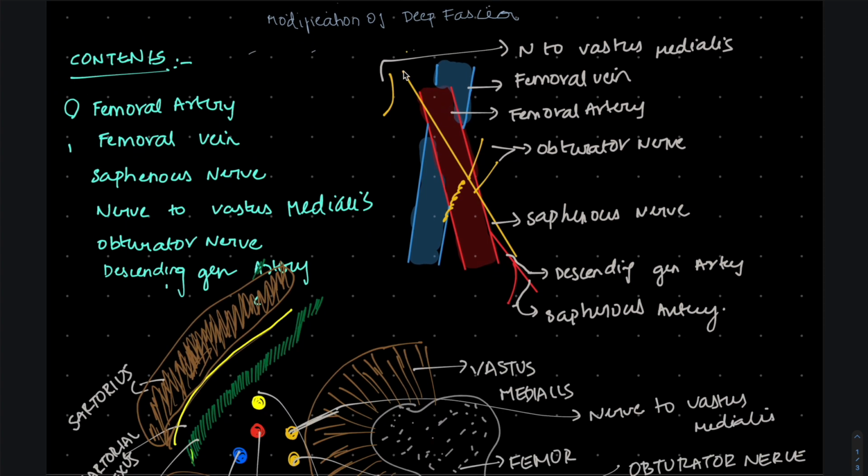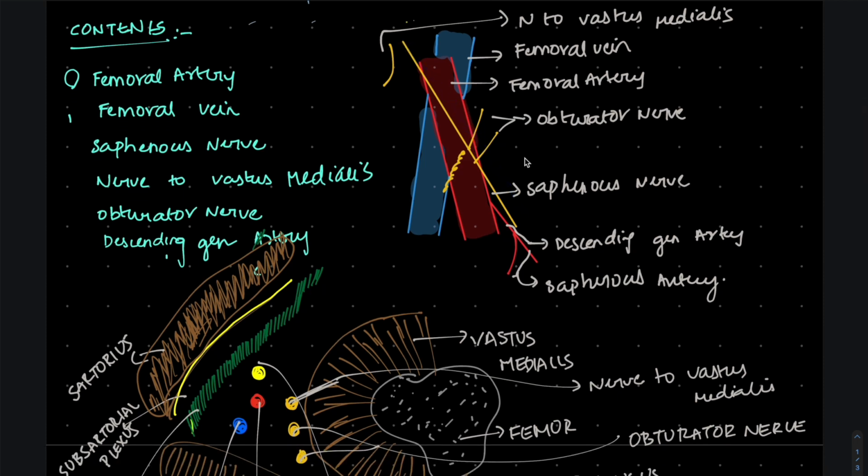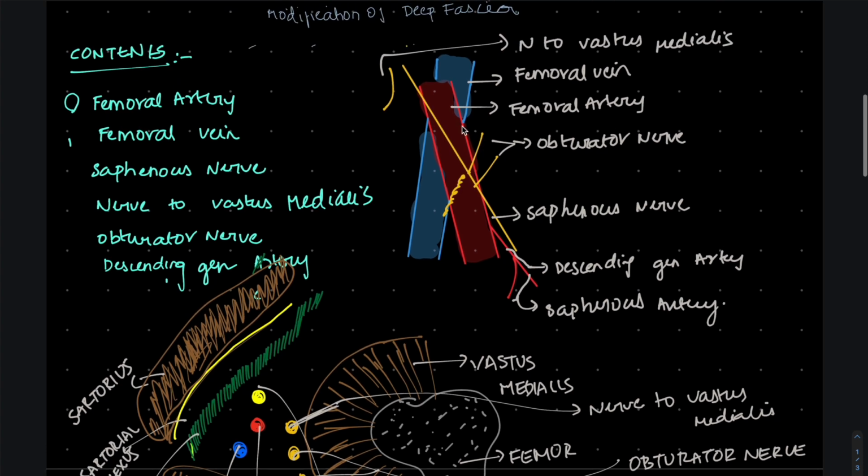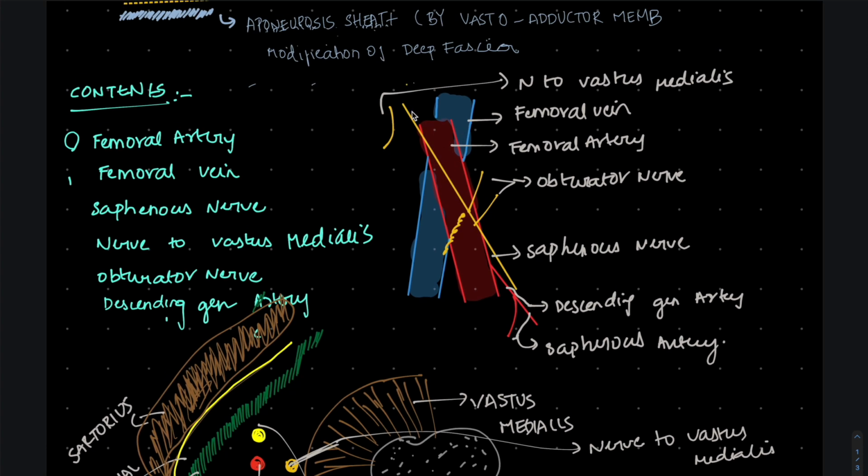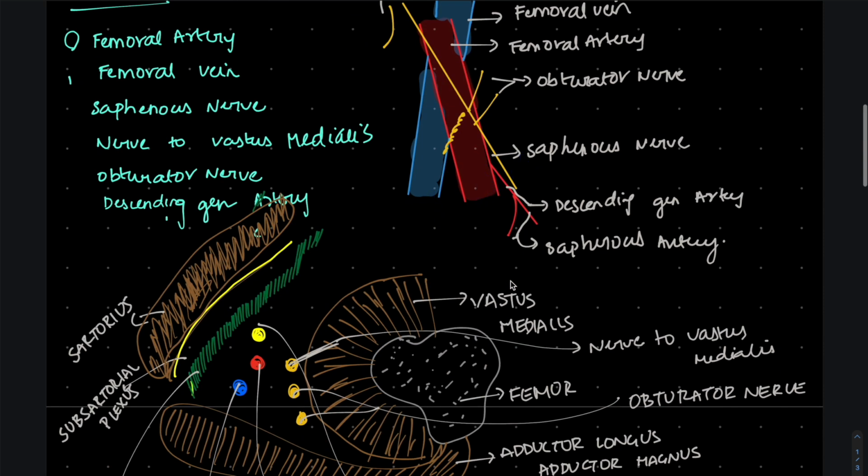You can see here, this is the saphenous nerve, and this is the femoral artery, this is the vein. This is the diagram from BDC. You can also see the obturator nerve and the descending genicular artery and the saphenous artery. So basically what this says is, in the starting part of the adductor canal, there will be the nerve first, and then the artery, and then the vein. But in the ending part, when you come here, we'll have the vein, and then the artery, and then the nerve. You can write about it.